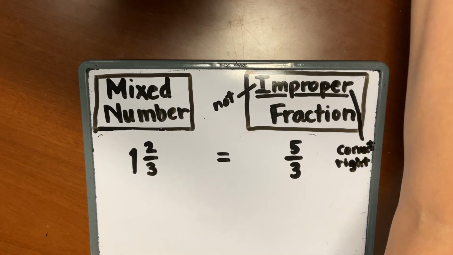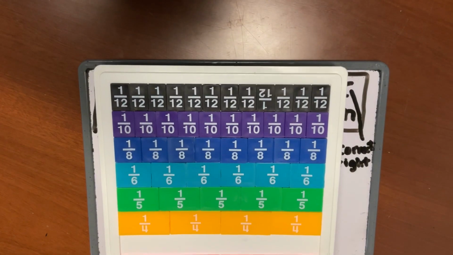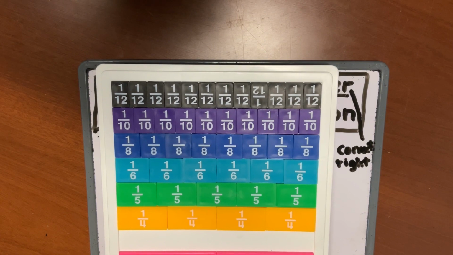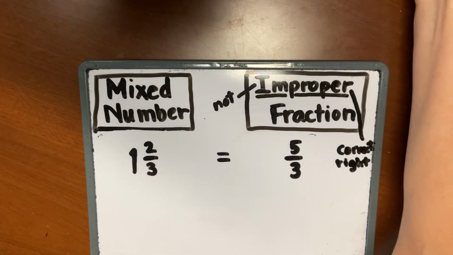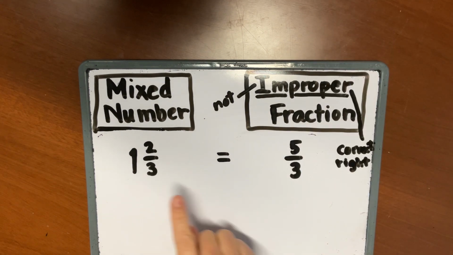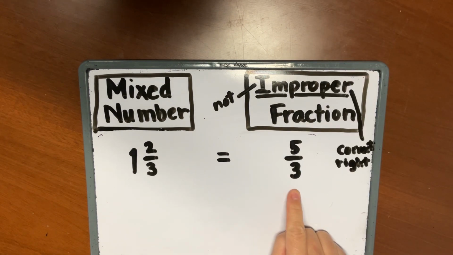You're going to need more than one set of fraction tiles. You may need 2 or 3 for today's lesson and share with a partner. Using your fraction tiles, build both of these numbers and prove why they are the same. Pause the video here and give it a go.